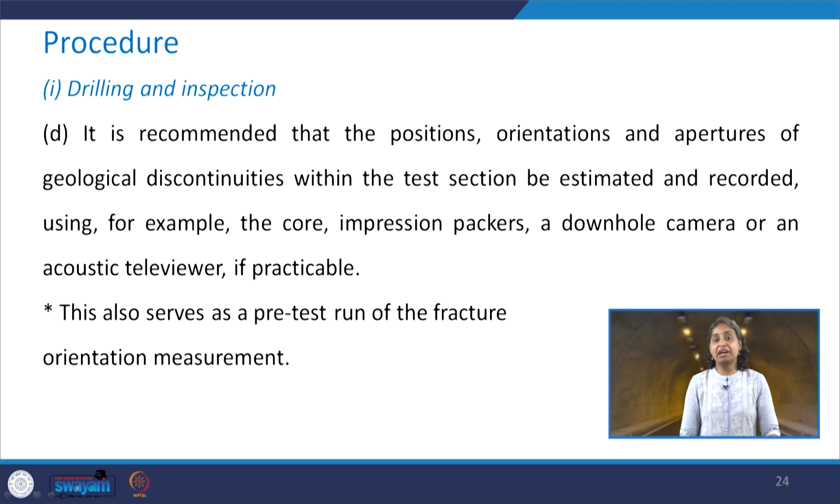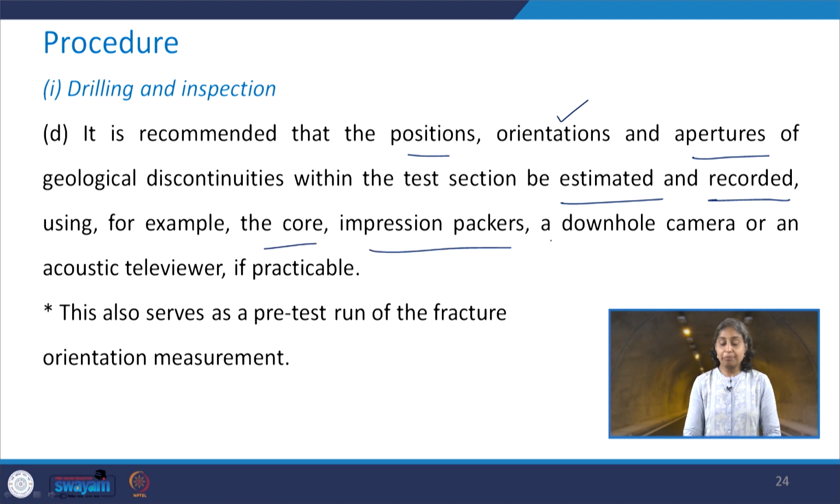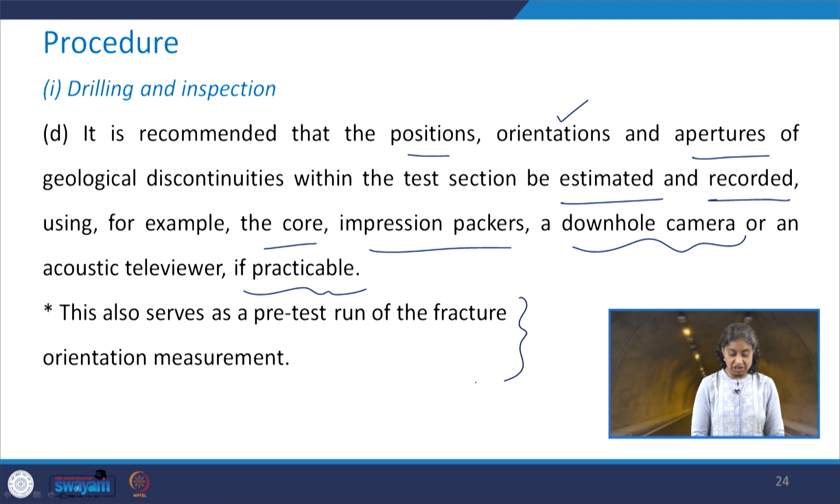Then it is recommended that the positions, orientations and apertures of the geological discontinuities within the test section be estimated and recorded using, let us say for example, the core, impression packers or a downhole camera or an acoustic televiewer, whatever is practicable. This also serves as a pre-test run of the fracture orientation measurement.